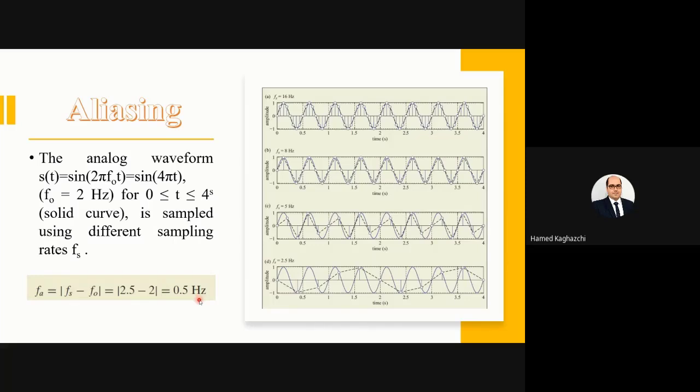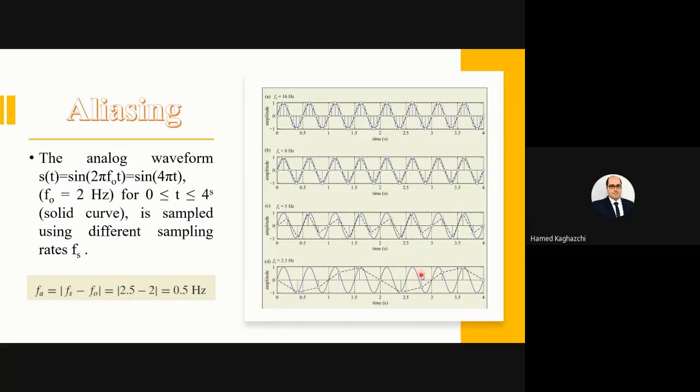0.5 Hertz, I will have alias frequency. Now look at here. If I sampled my analog signal with this frequency, what happened? I did not take a sample from this section, and also this section, and also this section, this part, this part, this part. I don't have any sample from this part of my analog signal. What happened in this case?